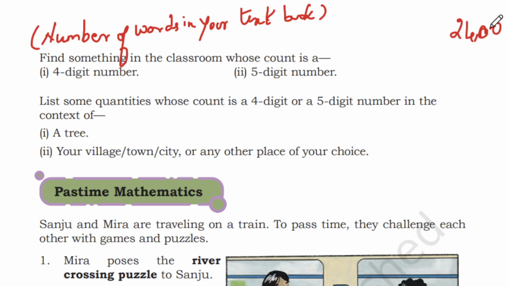2400 students. Each student will carry 5 books. So 2400 into 5, you will get 12,000 books. That comes in 5-digit. Okay, you can write the total number of books.